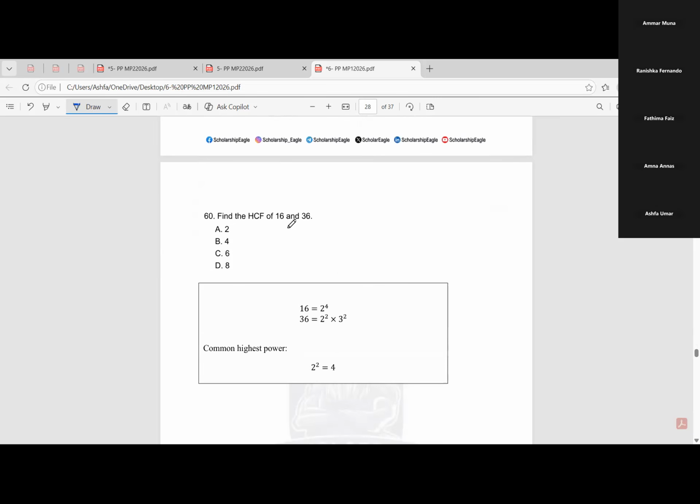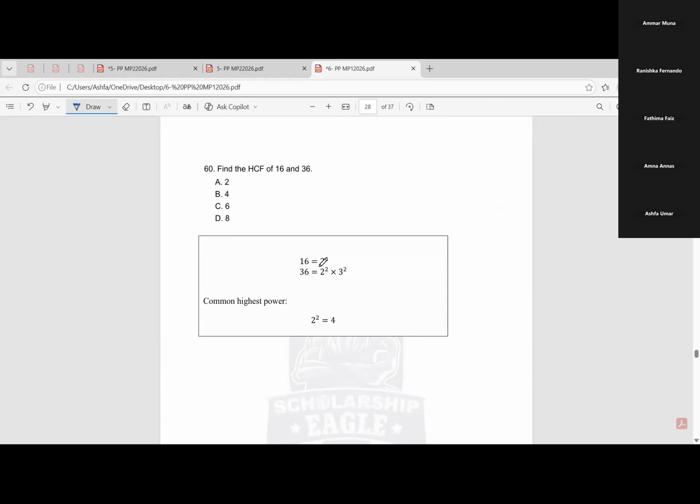So here again, I have to find the HCF of 16 and 36. I told you earlier, the HCF means the largest number that divides both numbers exactly. So if we write the factors this way, you can see that 2 to the power 2 is common to both numbers. So that's how you are going to take the HCF.